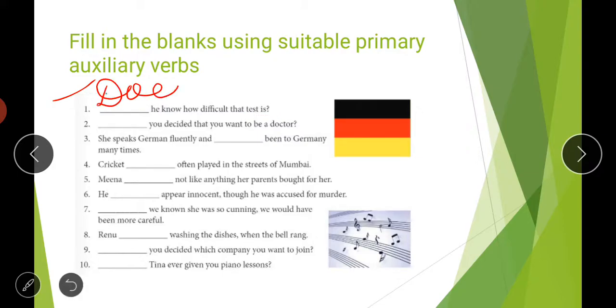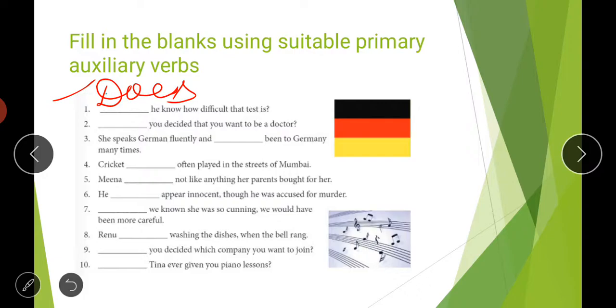Does. So why does? Why haven't we used the word do? Because we use do with a plural subject. Here we have a singular subject, she. So along with a singular subject we use the helping verb does. So does is the right answer here.